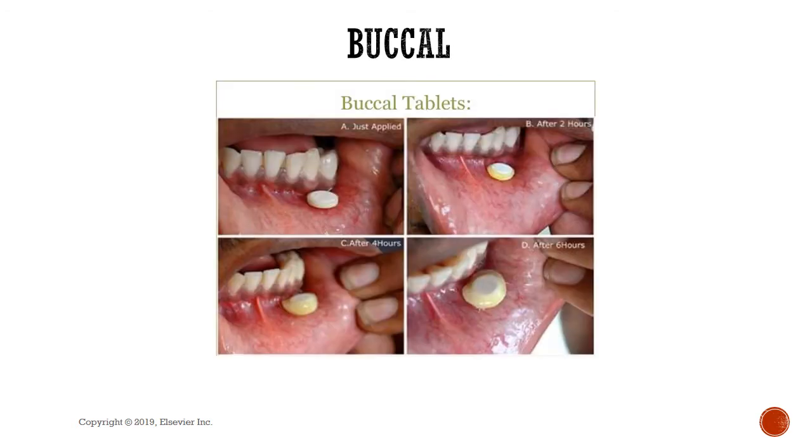And this slide has the disintegration of the buccal tablet as well, and it just is a time lapse series of 4 pictures of this tablet disintegrating in the patient's cheek, between the cheek and the jaw. So you can see that even after 6 hours, this tablet is still sitting there, providing relief and helping this patient. This should be review as well.